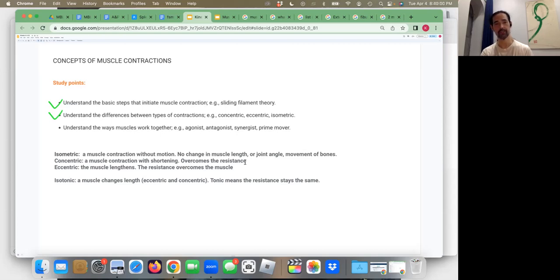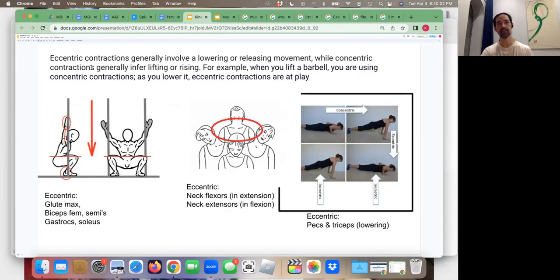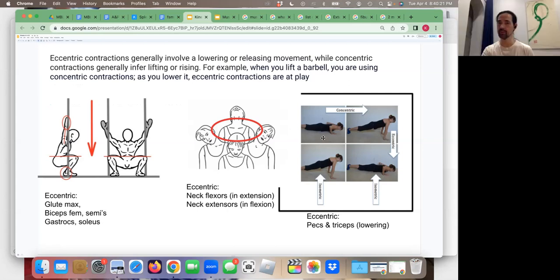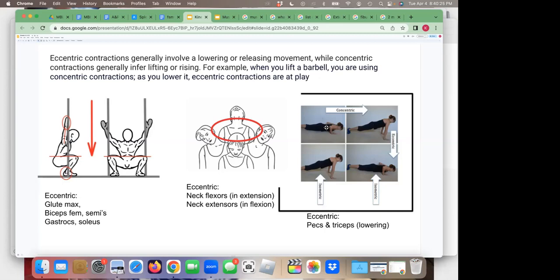So Stephanie, if a concentric contraction overcomes resistance, where in the push-up do we see concentric contraction of the pecs and the triceps? Is it when the person pushes up from the floor, or when they lower down to the floor? When they lower down to the floor.